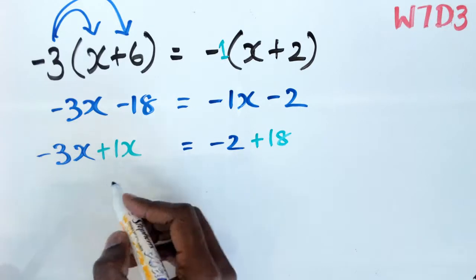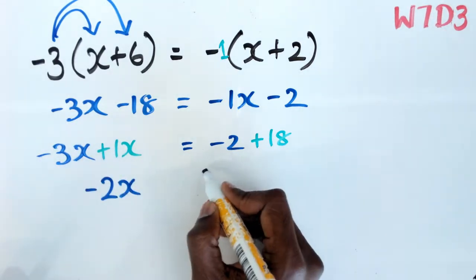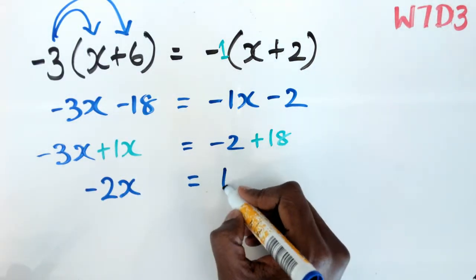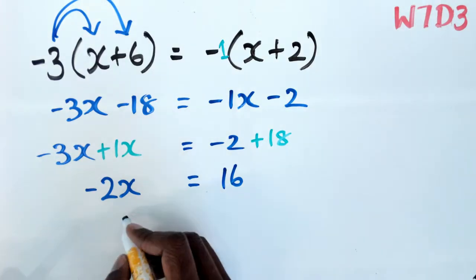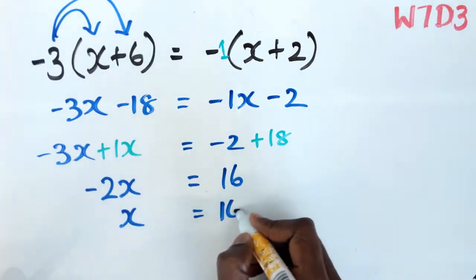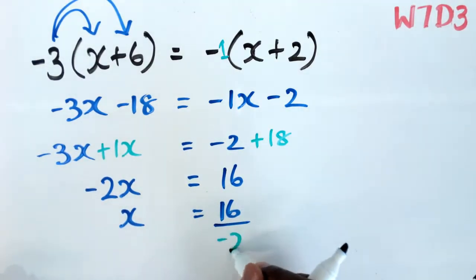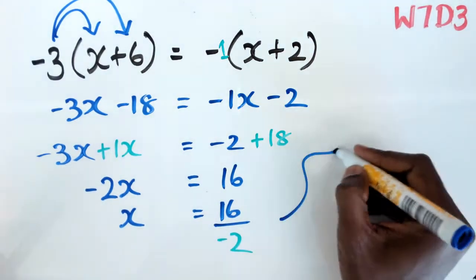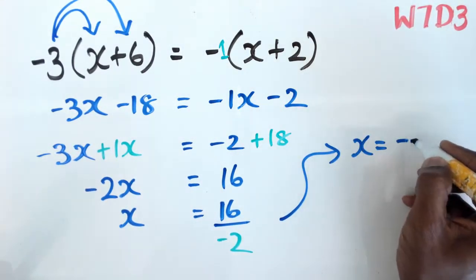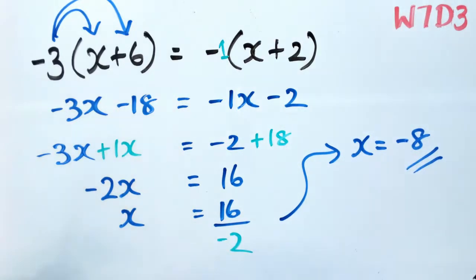So I've got negative 3x plus x, which is negative 2x. And negative 2 plus 18 is 16. Now I need x by itself. So this would be 16 divided by negative 2. And what I end up with, x is equal to negative 8 as my final answer.